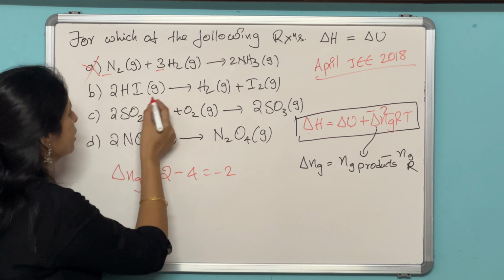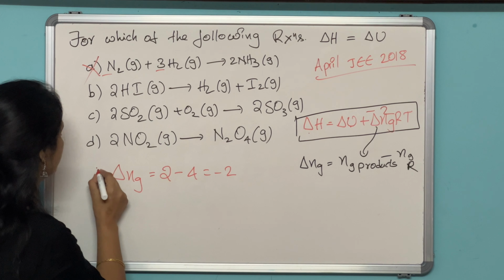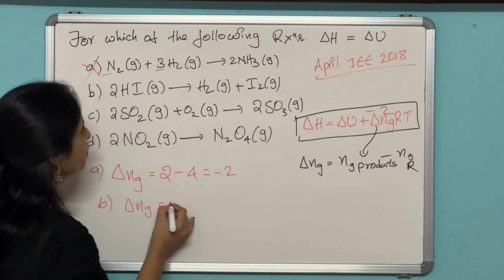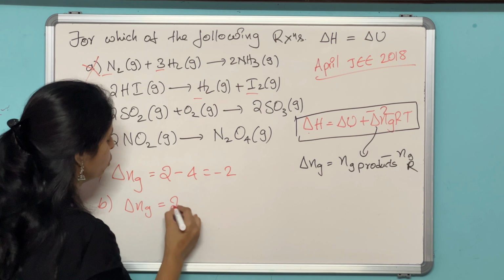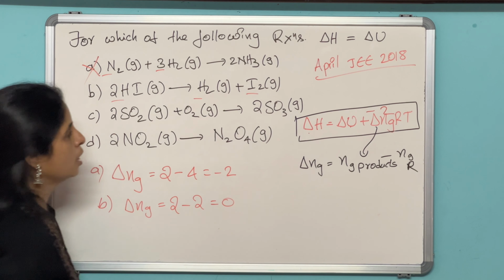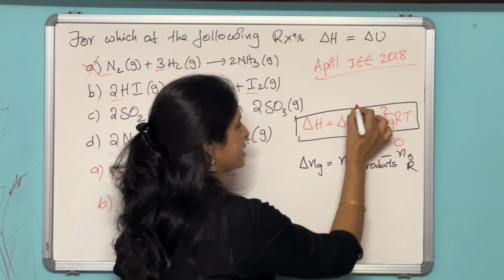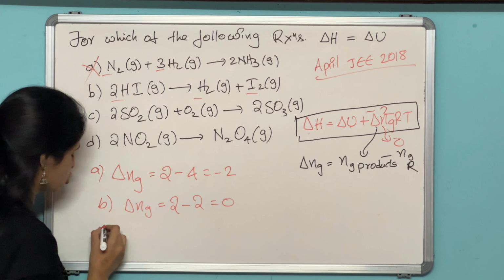Now look at the second equation. This is for A and this is for B. Delta Ng is equal to the number of moles of gaseous products, 1 plus 1, 2, minus 2, which is 0. So if delta Ng is equal to 0, then delta H is equal to delta U. Okay. Now we'll see the other equations too.